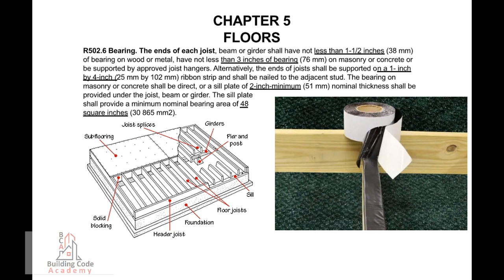wood or metal, have not less than 3 inches of bearing, 76 millimeters, on masonry or concrete, or be supported by approved joist hangers. Alternatively, the ends of joists shall be supported on a 1 inch by 4 inch, 25 millimeter by 102 millimeter ribbon strip and shall be nailed to the adjacent stud. The bearing on masonry or concrete shall be direct, or a sill plate of 2 inch minimum, 51 millimeters, nominal thickness shall be provided under the joist, beam, or girder. The sill plate shall provide a minimum nominal bearing area of 48 square inches, 30,865 square millimeters.